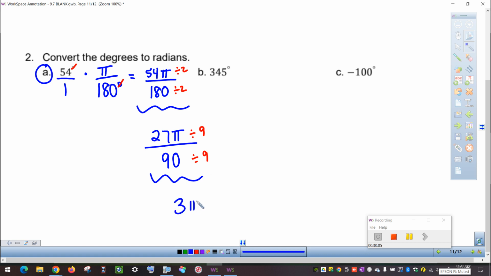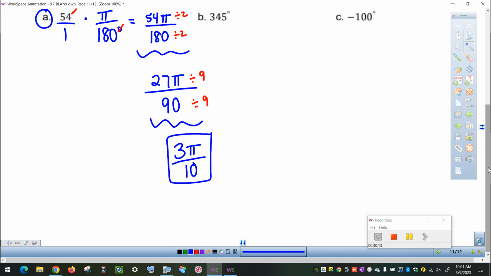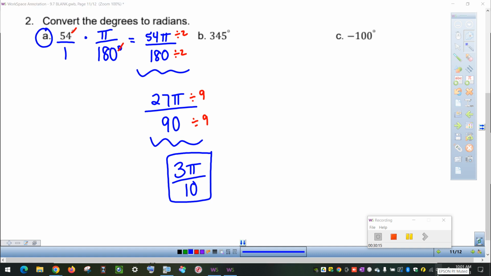27 divided by 9 is 3. I'm still going to keep the pi after that. 90 divided by 9 is 10. So I always want to get a simplified fraction, simplifying this down as far as I can go. Now, the example that we did here is of a positive angle. So our answer in radians is still positive. But notice, if you were to do one, like in the assignment tonight, where the initial angle that they give you is negative, then your answer would just also be negative.